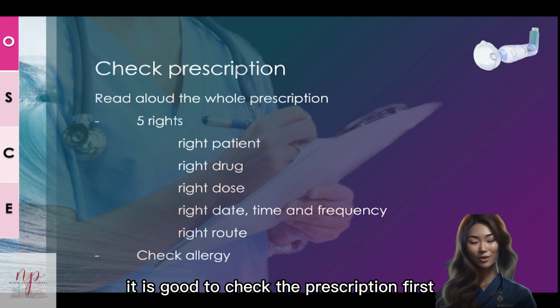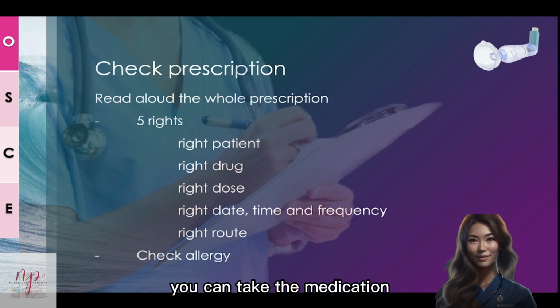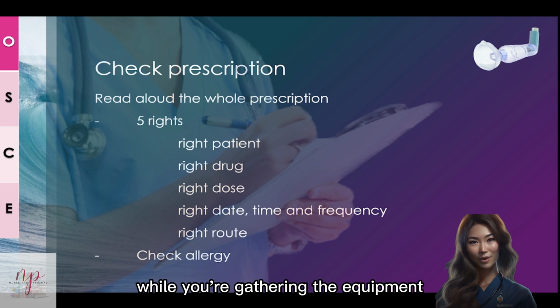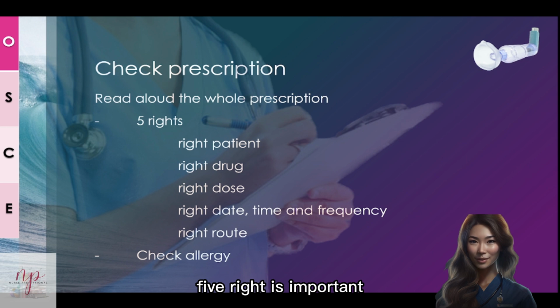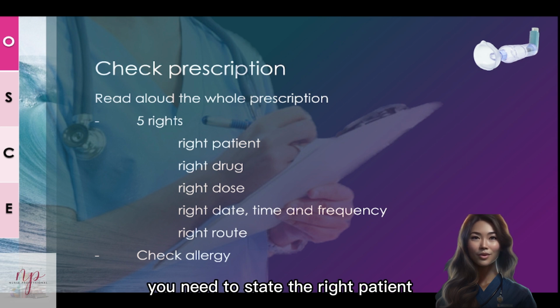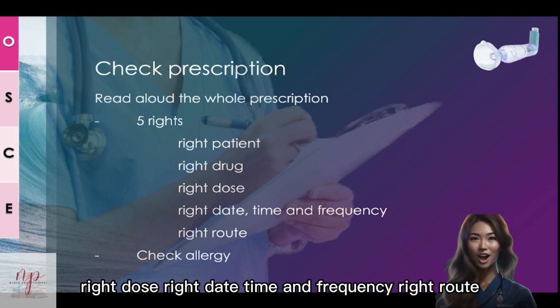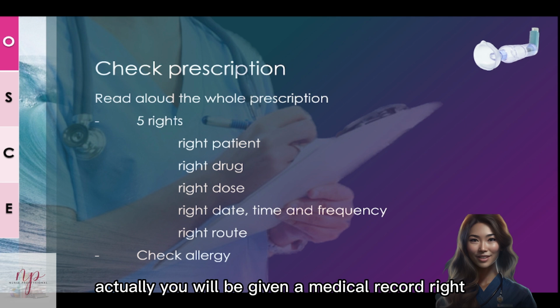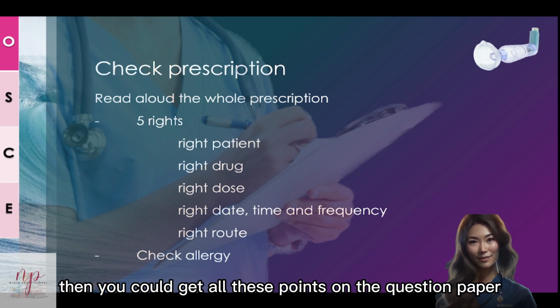It is good to check the prescription first. After you've checked the correct prescription, you can take the medication while you're gathering the equipment. So read aloud the whole prescription. The 5 rights are important. You need to state the right patient, reading aloud the name, the right drug, right dose, right date, time and frequency, right route. Actually, you will be given a medication record, right? You need to read aloud the whole prescription. Then you could get all these points on the question paper.